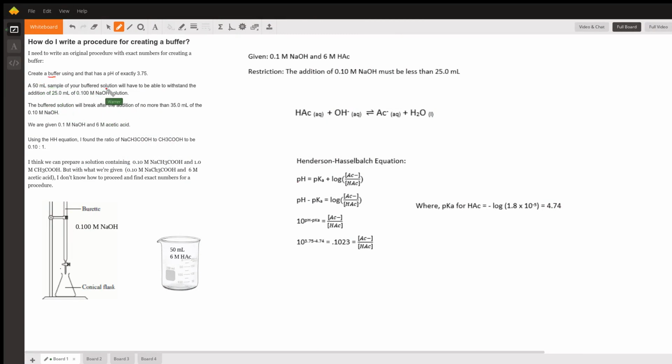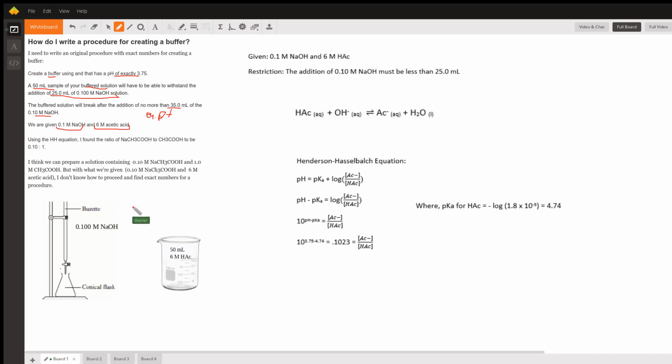We have to create a certain buffer that has a pH of exactly 3.75. We have a 50 milliliter sample of a buffer solution that must be able to withstand the addition of 25 milliliters of 0.1 molarity NaOH. The buffer solution will break after no more than 35 milliliters of the sodium hydroxide. So this is basically telling us that it's going to reach a certain equivalence point after the addition of 35 milliliters. We're given that sodium hydroxide has 0.1 molarity and acetic acid has 6 molarity.